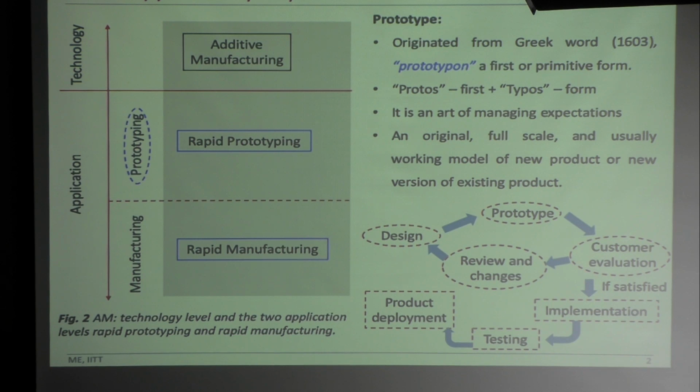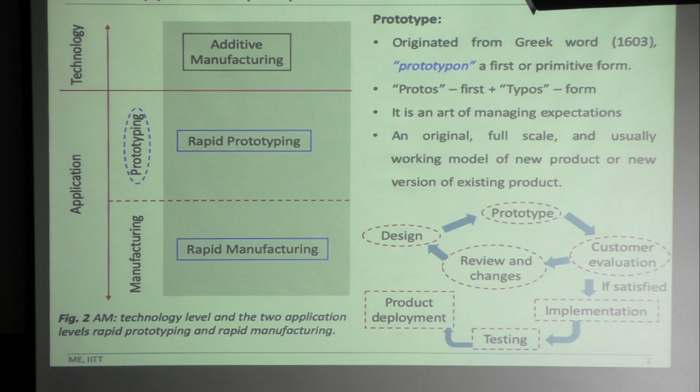So in simple terms, this is the typical product development cycle. From this we define a prototype as an original, full scale and usually working model. In a few cases, those are concept models: we don't apply any loads, it's not functional, it's only to validate the concept. Most of the time it is a working or functional model of a new product, or a component of a new product, or a new component of a product, or a new version of an existing product.